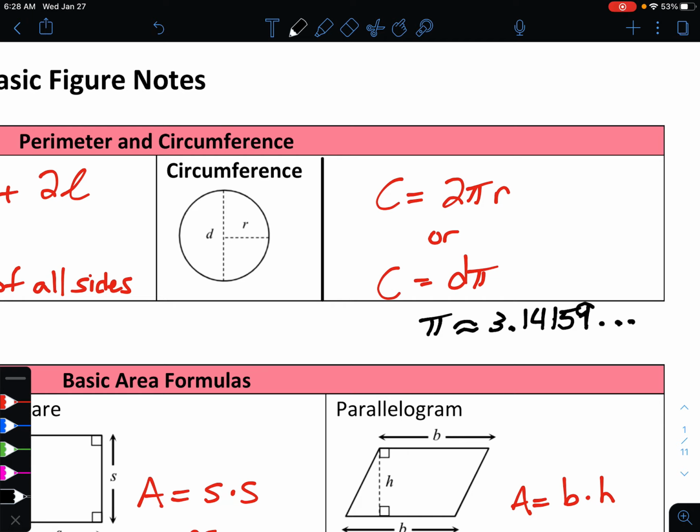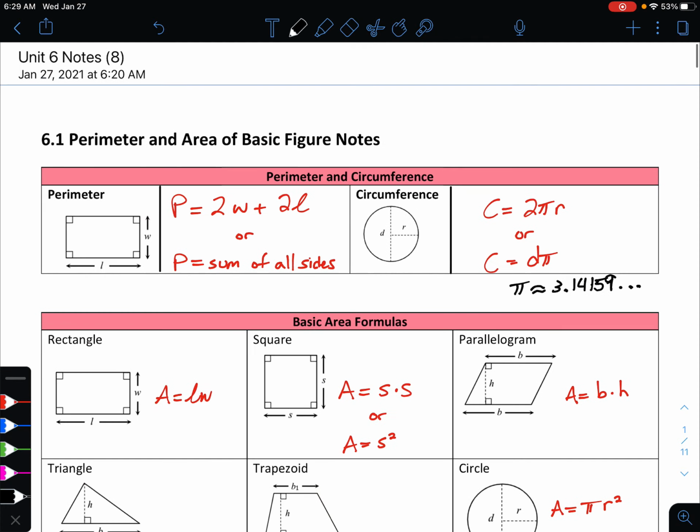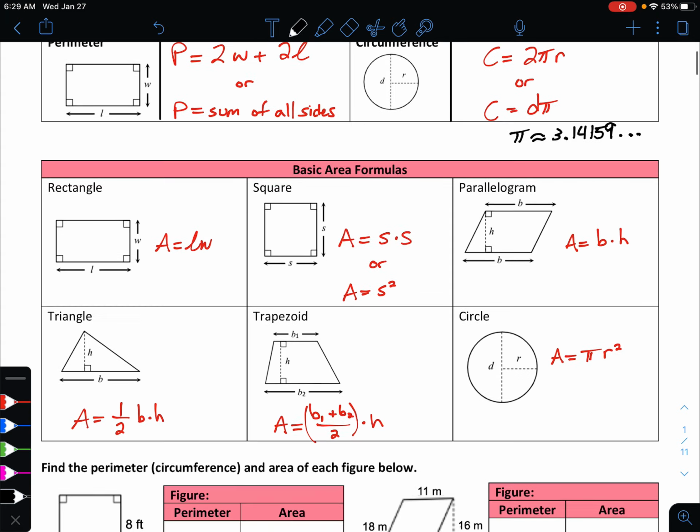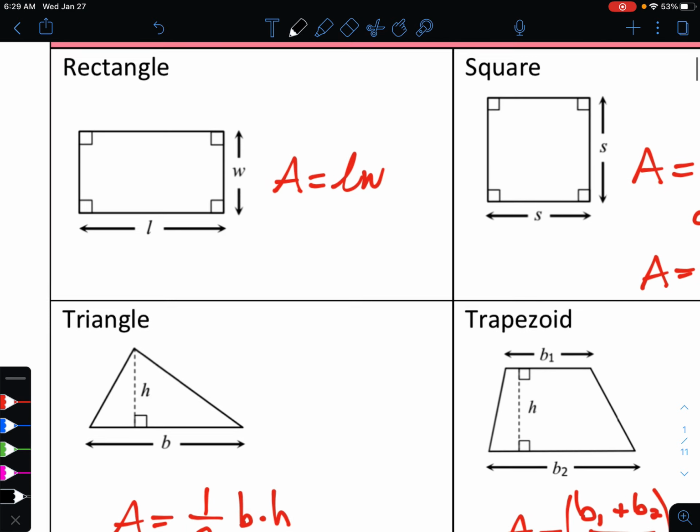But what we are going to do is we're going to leave all of our answers in terms of pi. So you won't actually ever multiply by 3.14. We're just going to leave it as pi in our final answer. So that's it for perimeter. Really, those are the only two things with perimeter and circumference. With area, we do have a little bit more to talk about.